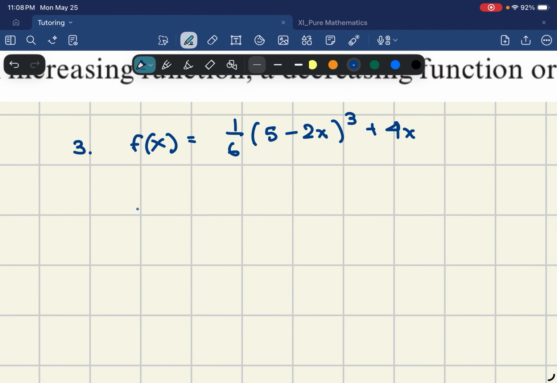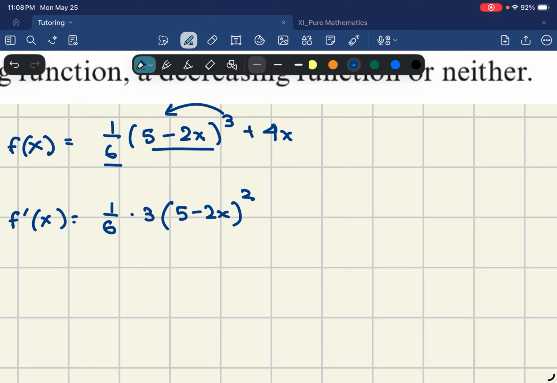Now let's differentiate this. F dash of x. 1 over 6 is a constant. I keep as it is. 3 will come to the front, right? 3 times 5 minus 2x squared, because 3 minus 1 is 2. But is there an x to differentiate? No. So you have to differentiate it again.